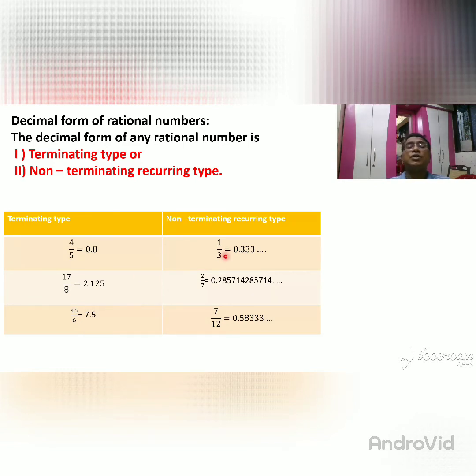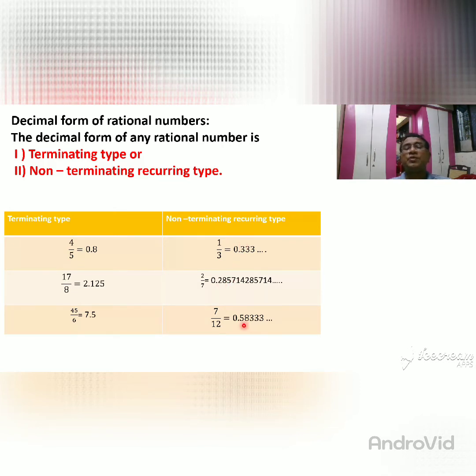Then we are going to see the non-terminating recurring form. So what is recurring? Recurring means after the decimal point, the same number comes again and again, then it is called recurring. Or in another way, a group of numbers comes again and again in such a way. See, this is the group, and that group comes again and again. So recurring means after the decimal point the same number is coming again and again. Or another way, recurring means a group of numbers.